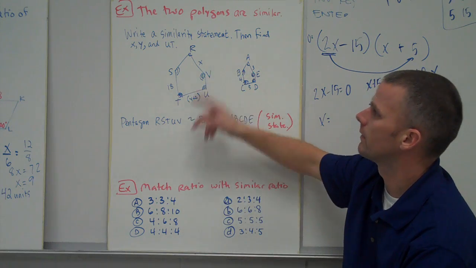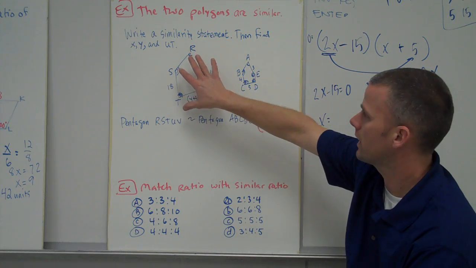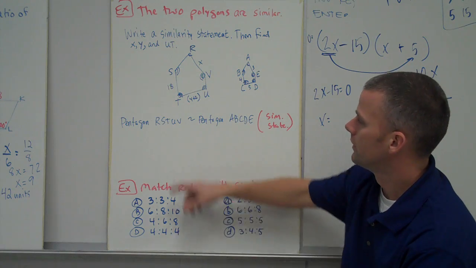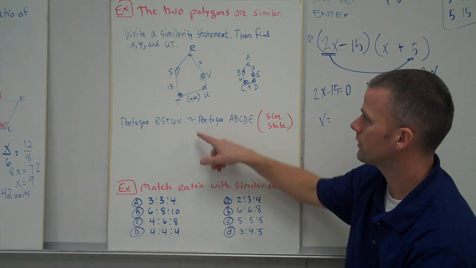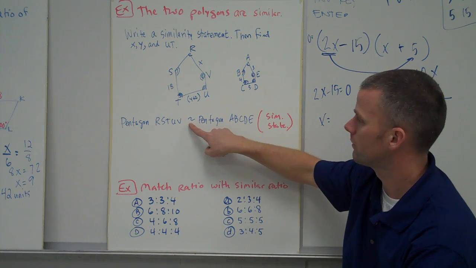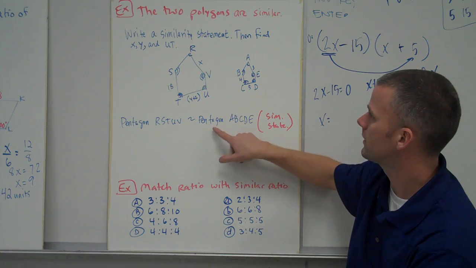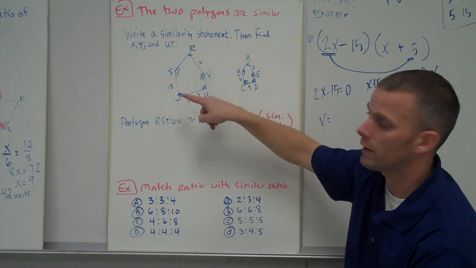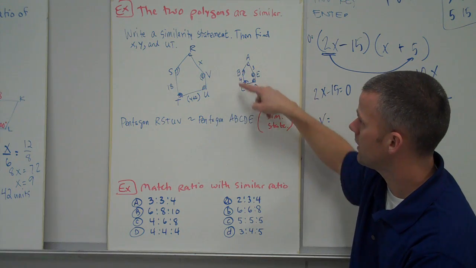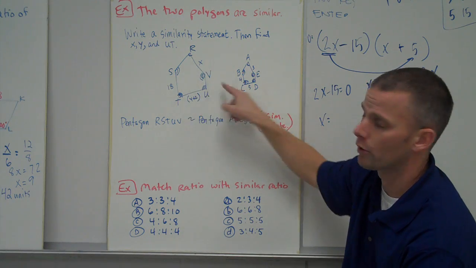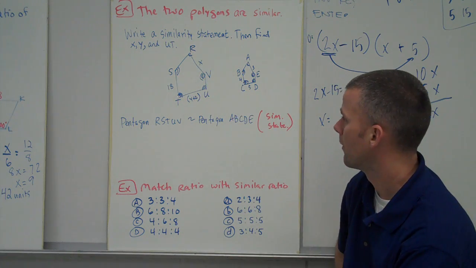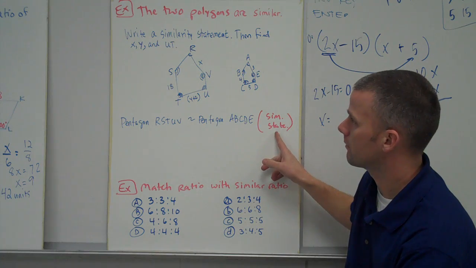So similarity statement. I'm going to compare the bigger pentagon to the smaller pentagon. So pentagon RSTUV is going to be similar to, and we see we've got a little symbol for similarity here, pentagon, just match up the corresponding angles: A, B, C, D, E. And I know that those angles match up with each other because of the congruence markings with each pair. So that's our similarity statement.